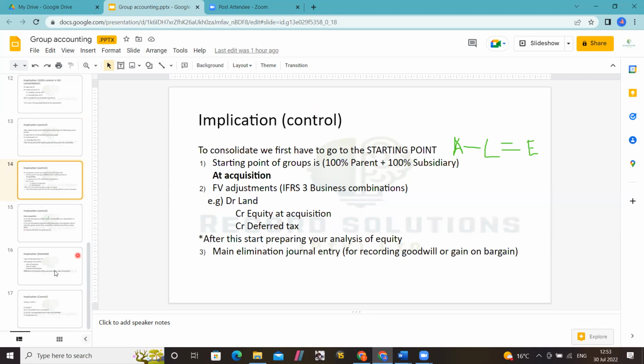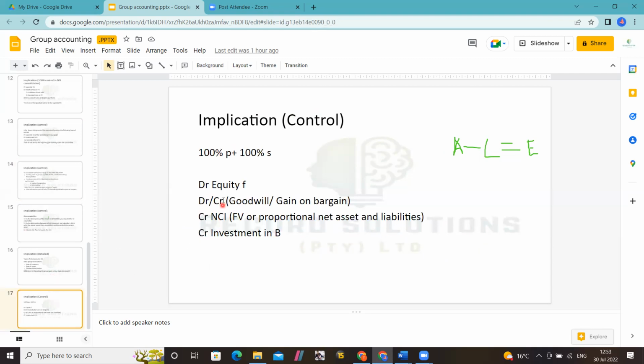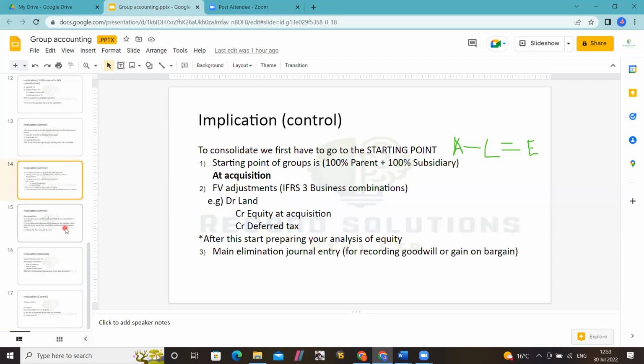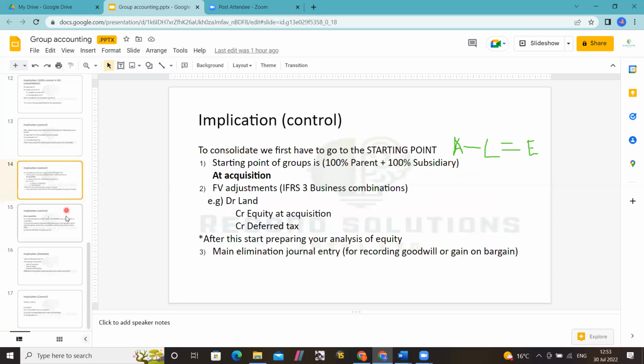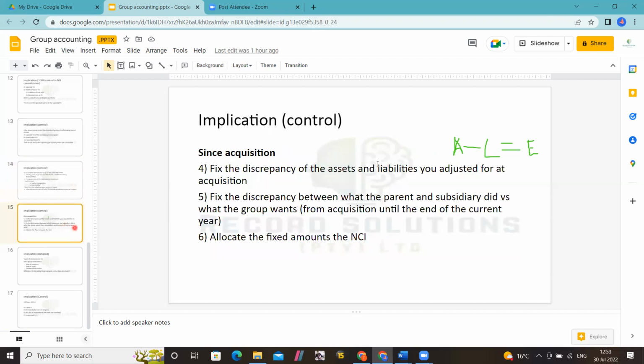And as you can see, it is a pro forma journal entry. Like I said, we were fixing and allocating here. Then we move on. So after you're done with the main elimination journal entry, you've basically recorded everything that you fixed and allocated at acquisition, right? So at the date of acquisition, you've fixed and arranged everything correctly. What's left is what happened since acquisition, right? So what happened since acquisition?